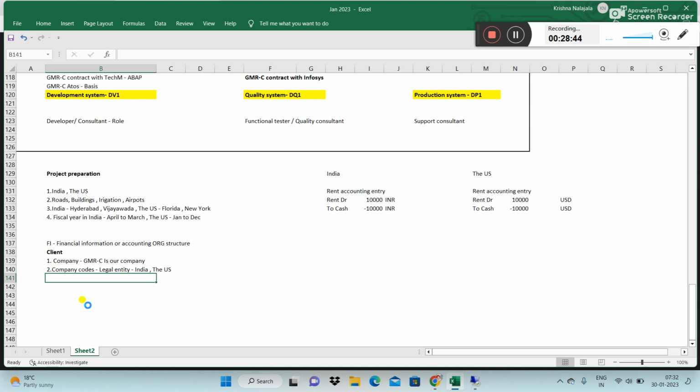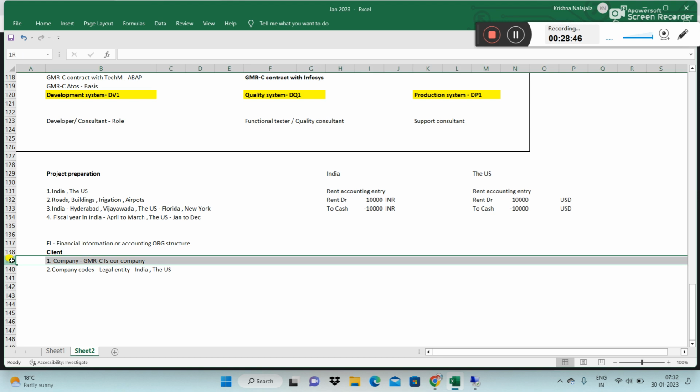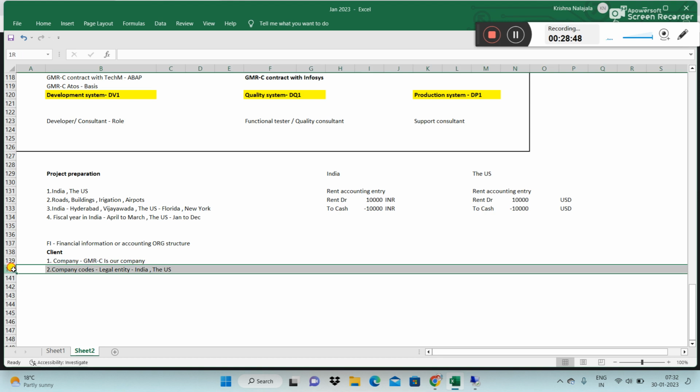Now tell me, here we have written one term as company and one more term as company codes. What is the difference between these two in general? Not in SAP. Company codes is a part of company. Good. Then what is meant by company? Company is our client, and the client's businesses are the company codes. Now you tell me what is the difference between company and company codes?